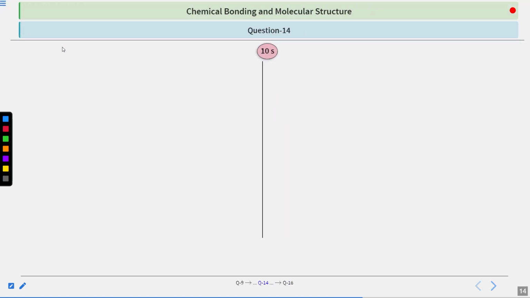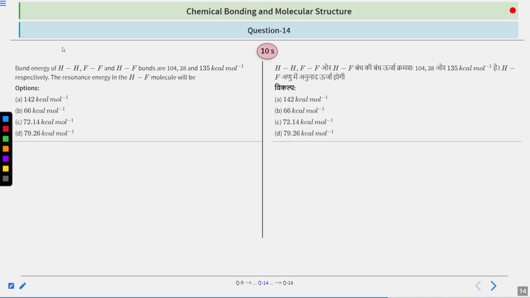Question number 14 says that bond energies of H-H, F-F, H-F are 104, 38, 135 kilocalorie per mole respectively. The resonance energy of the HF molecule will be: options are A, 142 calorie per mole, B, 66 calorie per mole, C, 72.14 calorie per mole, and D, 79.26 calorie per mole. So you have 10 seconds to solve this question. Your time starts now.